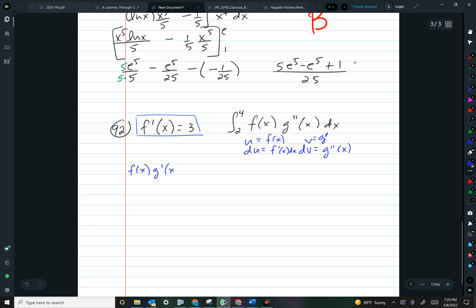I haven't looked at the chart closely, but I'm guessing most of that will be there. So let's see, uv minus the integral of v du, and here's where I see the issue. So v du is going to be g prime of x times f prime of x dx. And again, I'll bring in the 2 and the 4 at the very end.